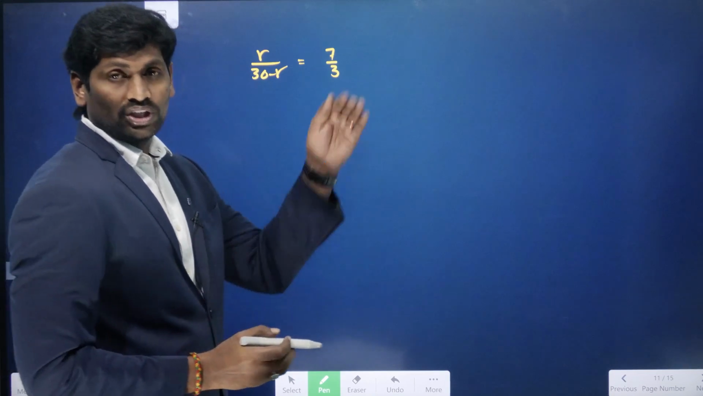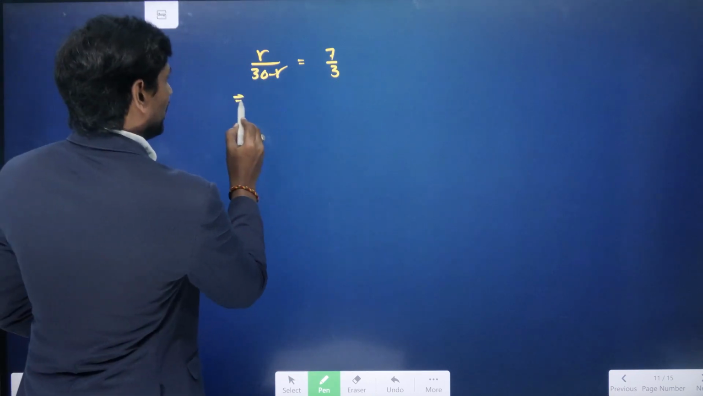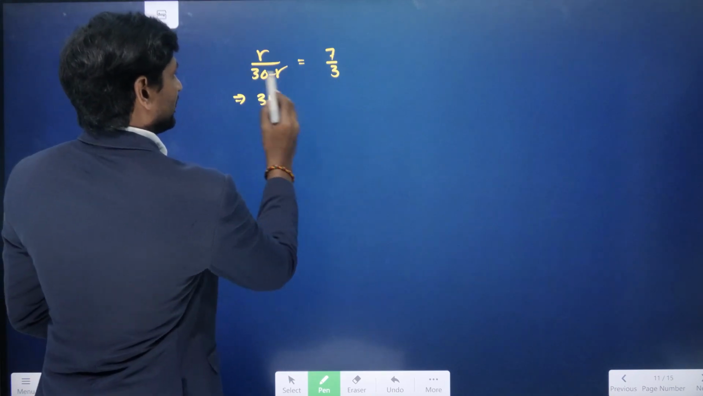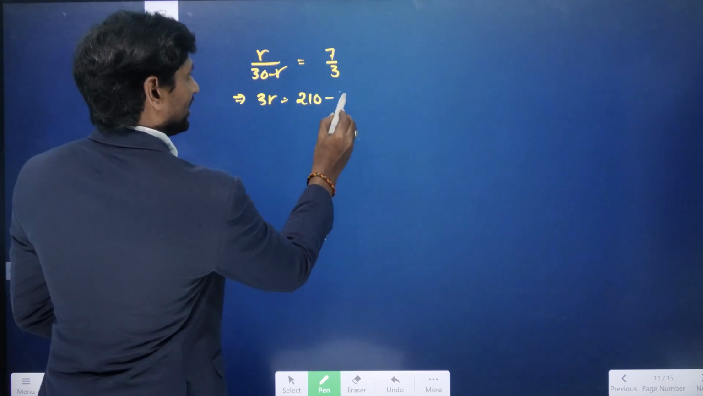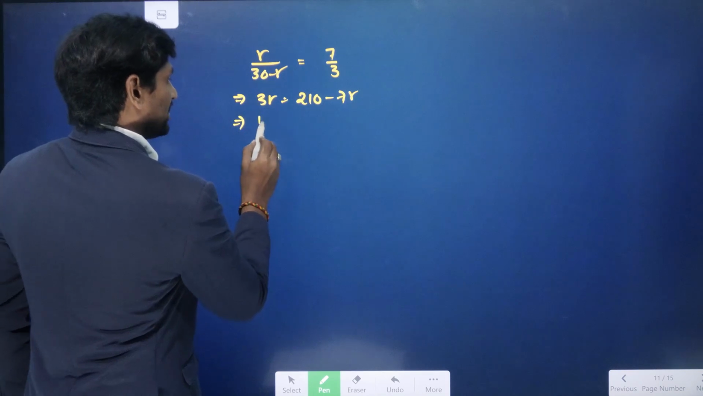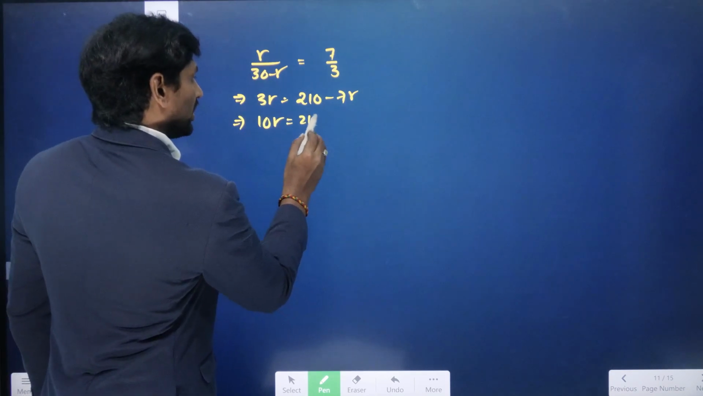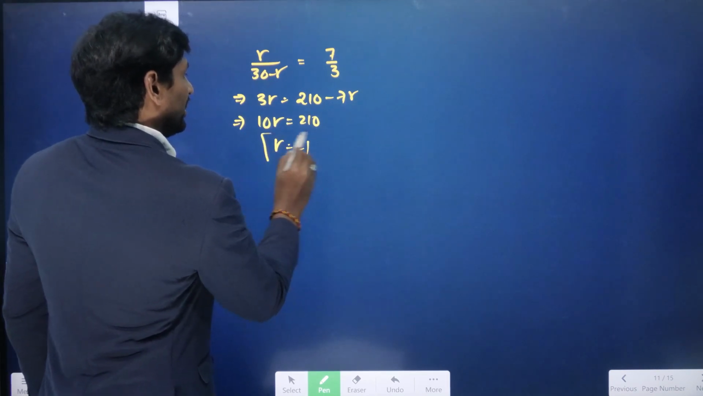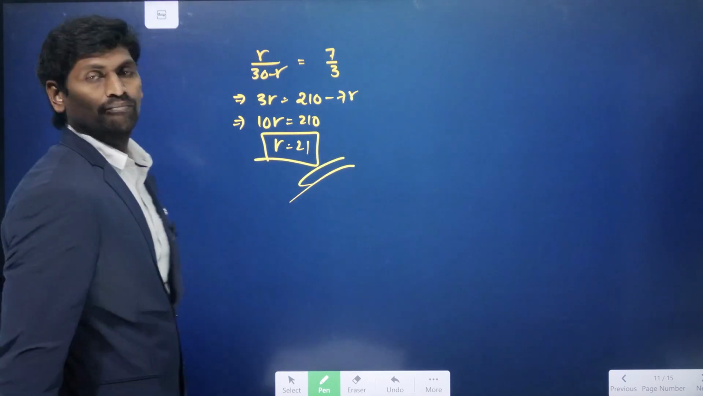Okay, now try to do the cross multiplication. 3 into r, 3r equals 3 into 30, 210 minus 7r. Minus 7r, bring this side, plus 7r. 7r plus 3r, 10r equals 210. r equals 21. Finished.